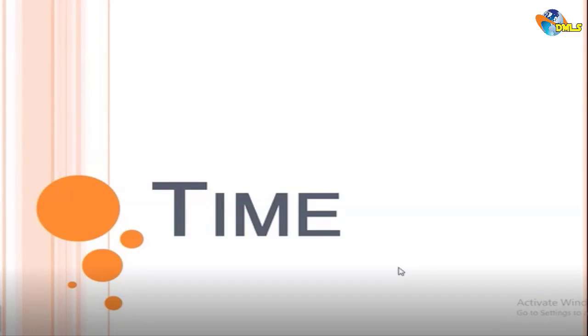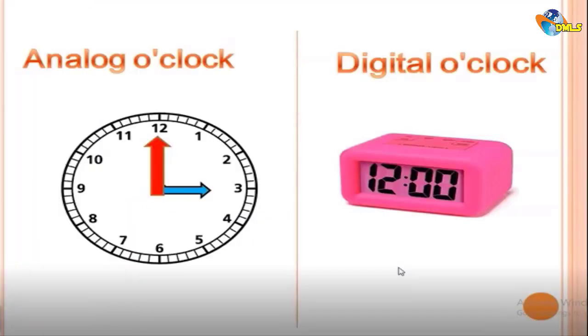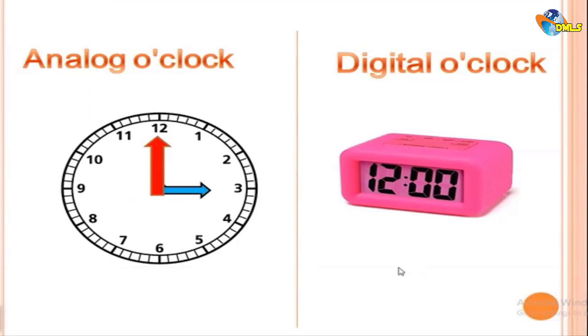Today, we will learn how to tell the time. At first, we have two types of clock, digital clock and analog clock. If you look at the digital clock, we can see that it shows us the time. For example, what is the time now? It's 12 o'clock.